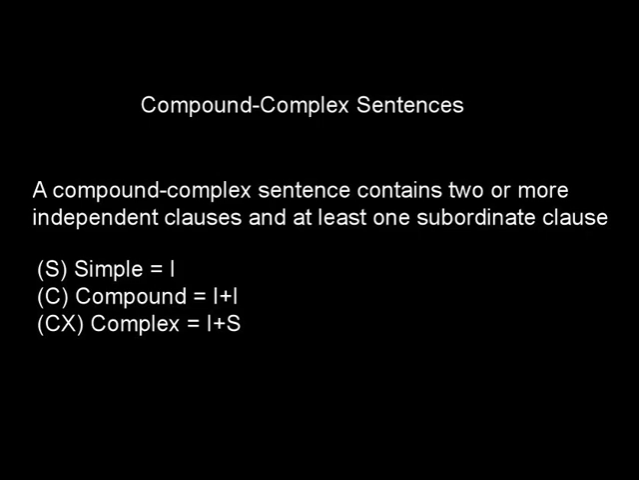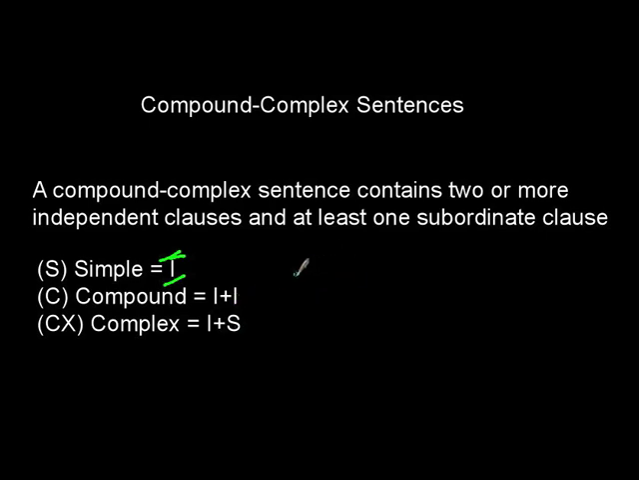Okay, alright. We're dealing with compound complex sentences. And from the definition on the screen, you can obviously see that a compound complex sentence contains two or more independent clauses and at least one subordinate clause. And so off to the side here, I have broken out what each of the types of sentences require based upon our previous lecture. So simple, one independent clause; compound, two independent clauses; complex sentence, one independent clause plus one subordinate clause, or it can be more than one subordinate clause.